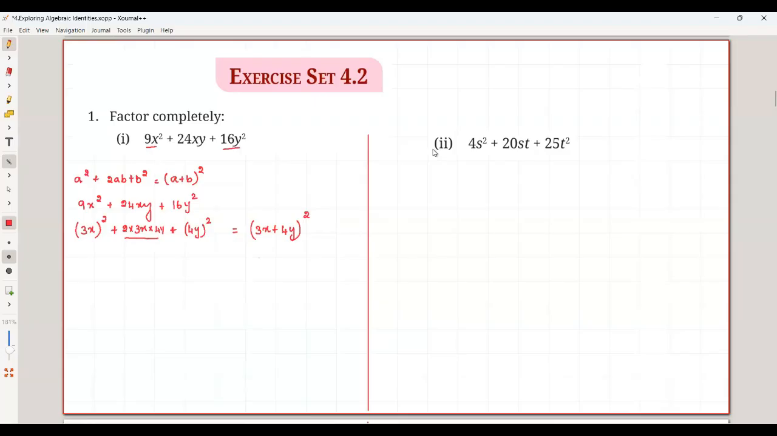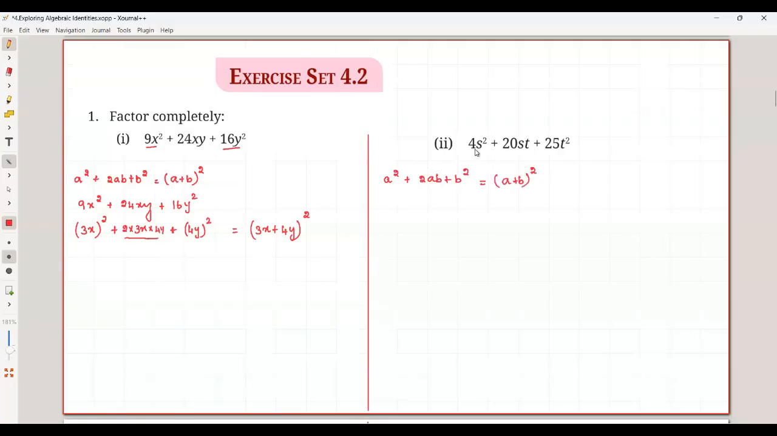Now the second question. This is given as the expanded form, and you have to write it as a factor form. So you just write the formula: a square plus 2ab plus b square format is given, and you have to write it in the form of a plus b the whole square.